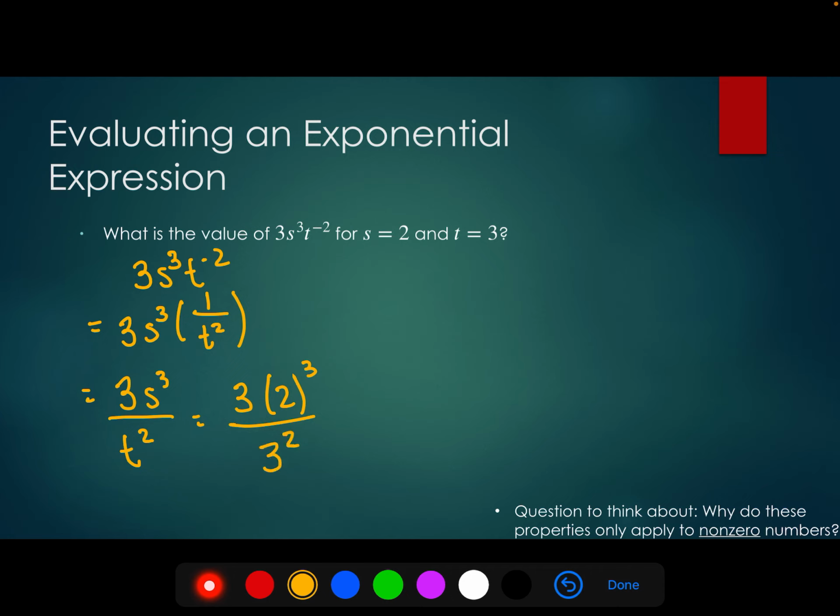And now we can simplify. All right, so 2 to the third power is equal to 8. So this is now 3 times 8 over 3 squared, which is 9. And now we just have to multiply our numerator out. So 8 times 3 is 24. That gives us the answer of 24 over 9. And then we can still simplify this. Both 24 and 9 are divisible by 3. So we do that, and that gives us a final answer of 8 over 3.